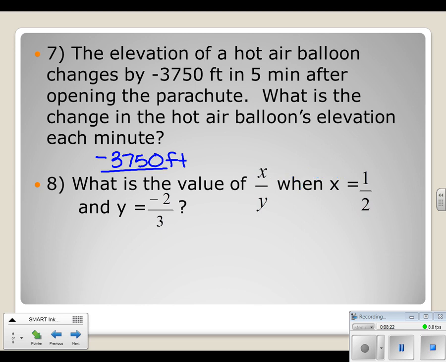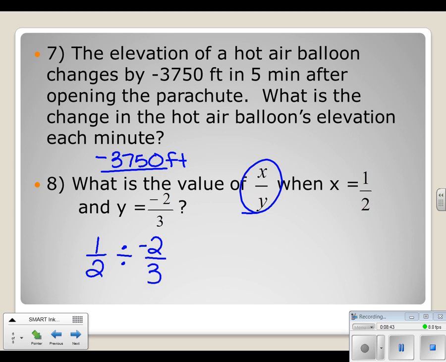What is the value of x over y when x is 1/2 and y is -2/3? So essentially what we're doing here is 1/2, which is x, because it says x divided by y. So we have x, 1/2, divided by the y, which is -2/3.